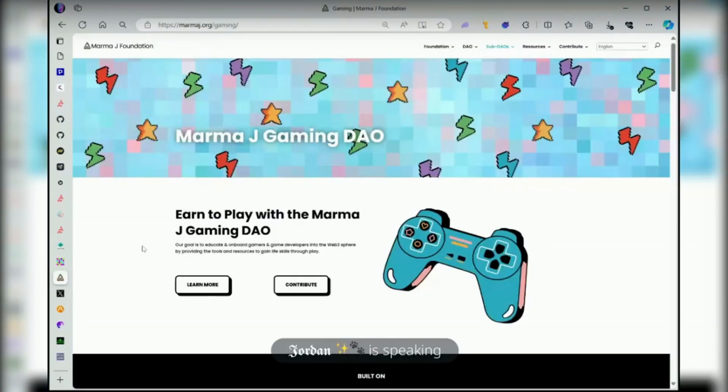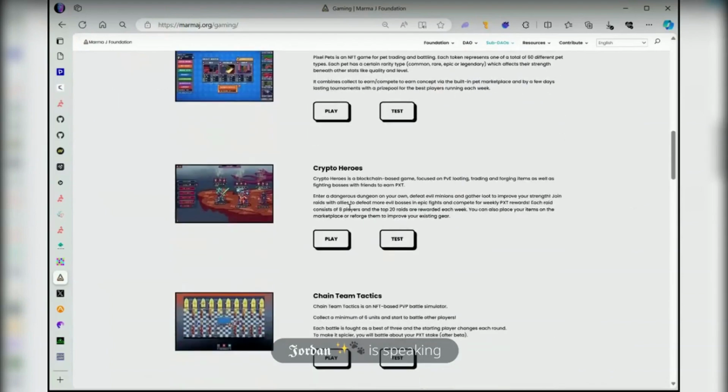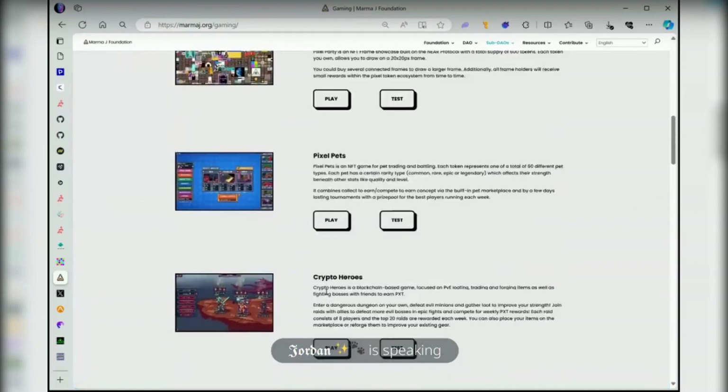Then to move on to gaming. So gaming is very fun. Marma J Gaming is already a great place to go learn about a lot of the different games that you can play on Near that take advantage of NFTs as assets inside of the games.